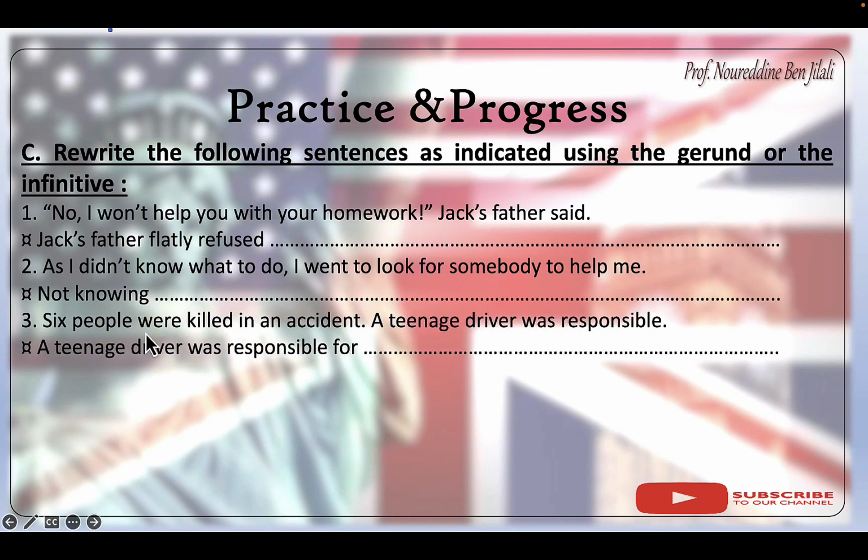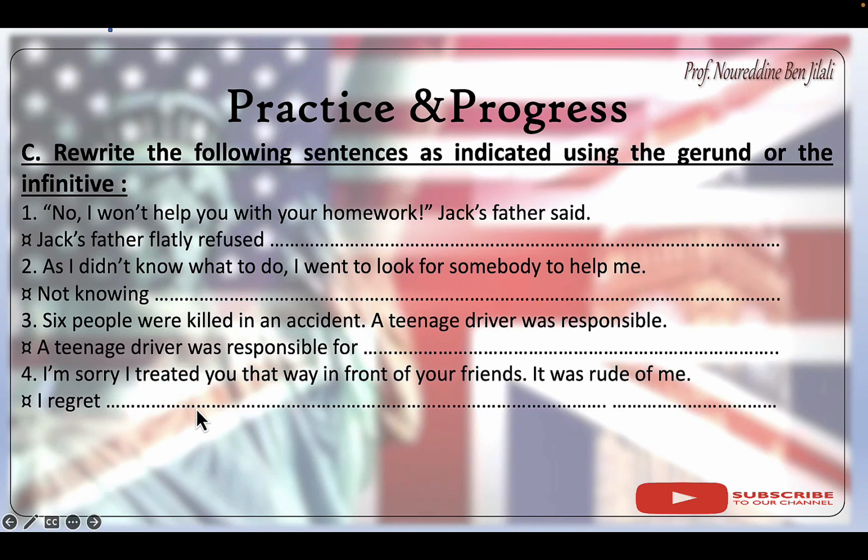Number 3. Six people were killed in an accident. A teenage driver was responsible. We need to rewrite this sentence starting with "the teenage driver was responsible for." Responsible for is followed by a gerund. The verb that we need is killed. So we can say, a teenage driver was responsible for killing six people in an accident.